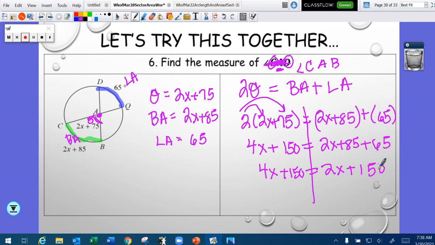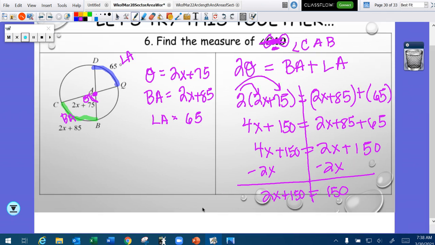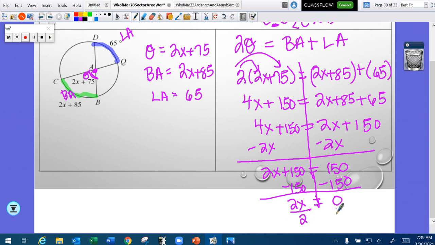85 plus 65. Yep. All right. So now I'm going to go through and do my thing. Constants belong on the right. Variables belong on the left. And then from here, 2x equals 0. So here, we're going to say divide by 2, so x is equal to 0.